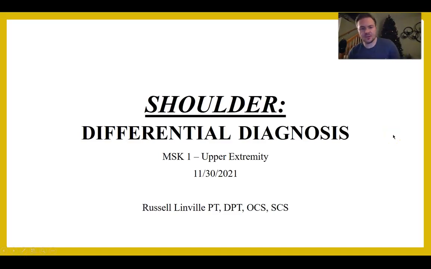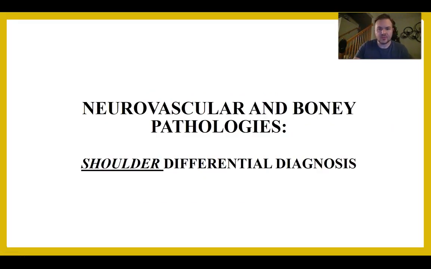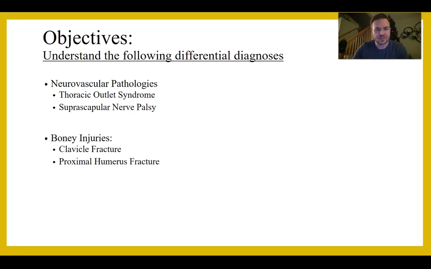Shoulder differential diagnosis. Today we're going to be going over neurovascular and bony pathology. The most common ones that I can think of, and the ones I see in the clinic most often. On objectives here, we're going to understand the following differential diagnoses: thoracic outlet syndrome and suprascapular nerve entrapment or palsy, which are the neurovascular ones we'll be talking about. And then the bony injuries, we'll talk about clavicle fractures and proximal humerus fractures.